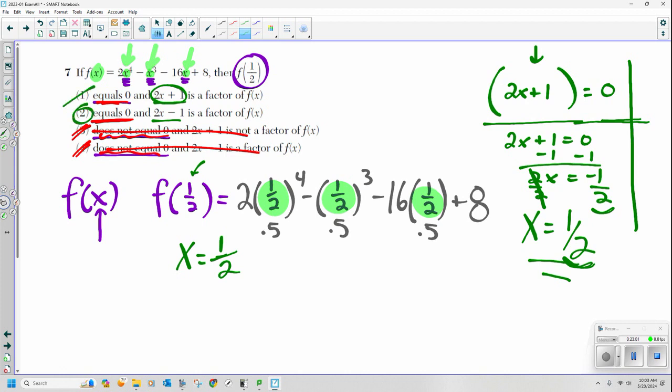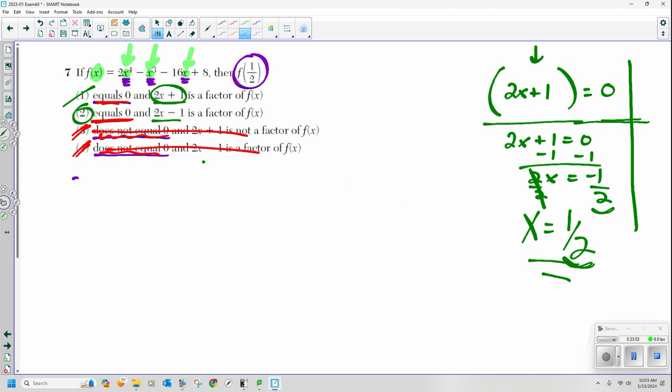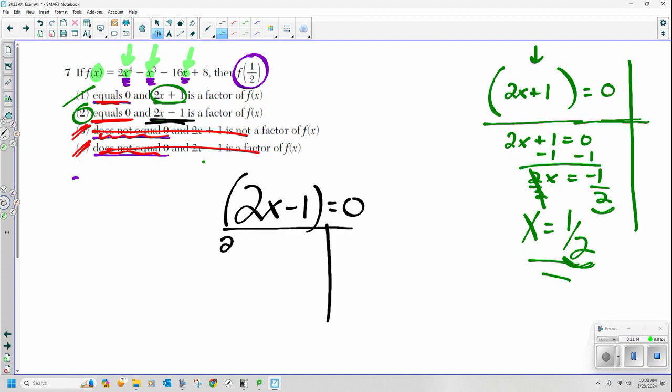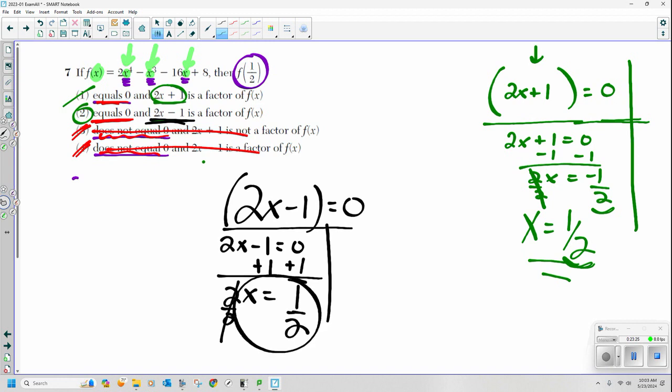Let's check that just to be safe. If I had 2x minus 1 as a factor, and I set it equal to 0 to solve it, I take 2x minus 1 equal to 0. I add 1 first, so I get 2x equals 1. Then I divide by 2. And there you go, x is 1/2. This will be 0 when I plug it into the equation because it came from this factor. So it is equal to 0, and 2x minus 1 is the factor. Choice 2.